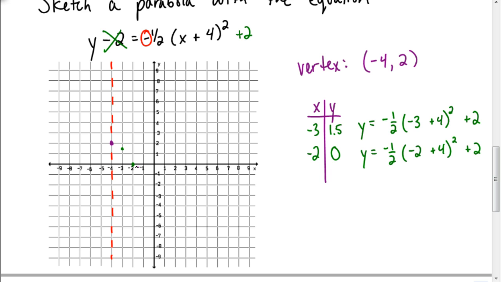Now is where that line of symmetry comes in handy. I'm going to reflect both these points I just graphed to be on the other side of that line of symmetry. The first one that we graphed at -3 and a positive 1.5 was 1 unit to the right of that line of symmetry, so I'm going to put one that's one unit to the left of that line of symmetry. The point I graphed at -2, 0 was 2 units to the right of the line of symmetry, so I'm going to put one that's 2 units to the left. And now I have enough points to draw an accurate parabola. So my parabola would look something like that.